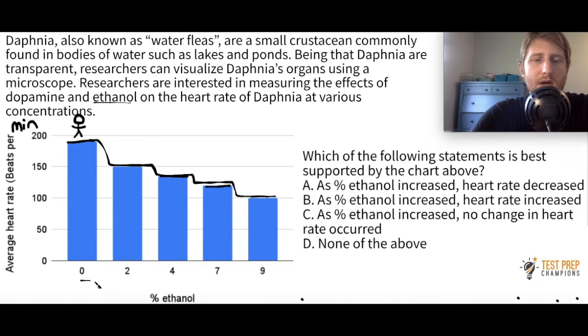We note here that the percent of ethanol, the concentration of ethanol, is increasing as the person walks from left to right, but the heart rate is decreasing with each step from left to right. So in this case, as percent ethanol increased, we see that the heart rate is decreasing. So A is the correct answer here. If you got that right, great work. If not, hopefully you see why A is the correct answer now.